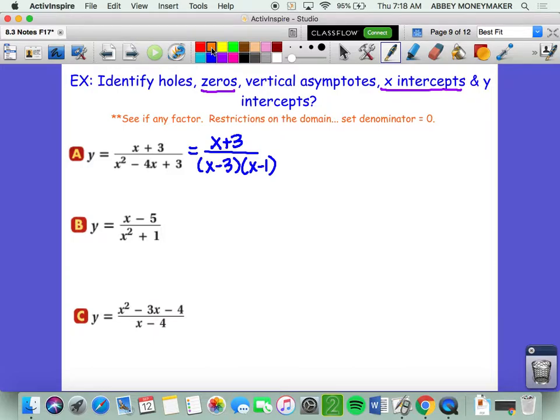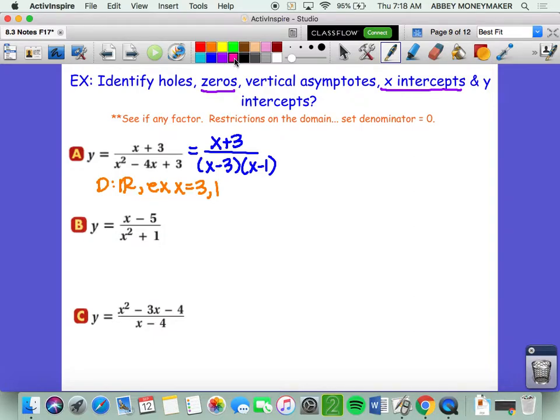From here, let's talk about the domain. I would say I have all real numbers except when x equals 3 and 1. I should probably say 1 and 3, but for the sake of time, here we go. From here, I need you to ask yourself, do any of the factors on the bottom cancel out with any on the top?